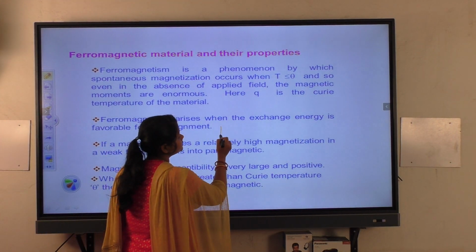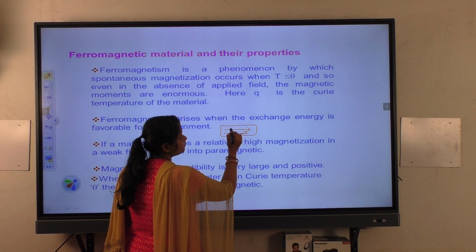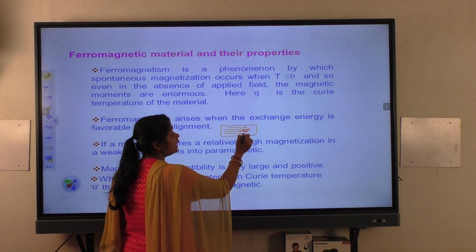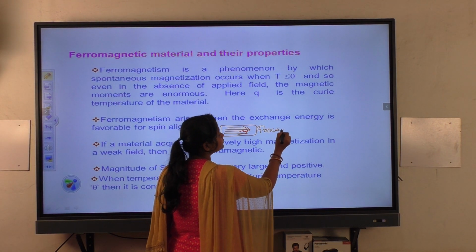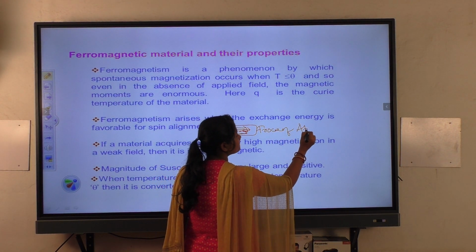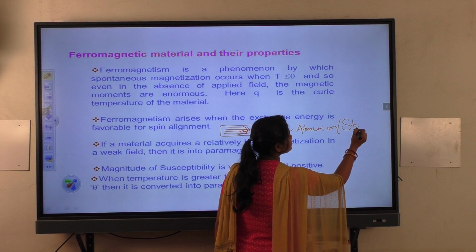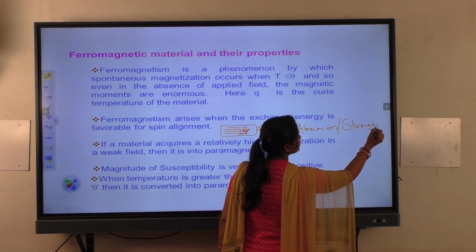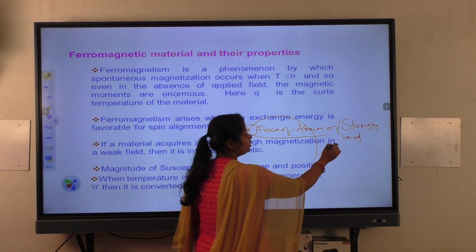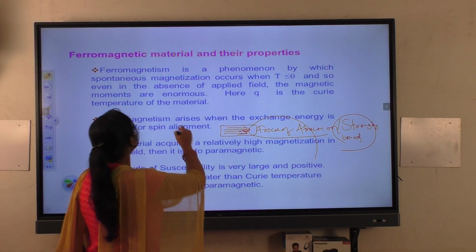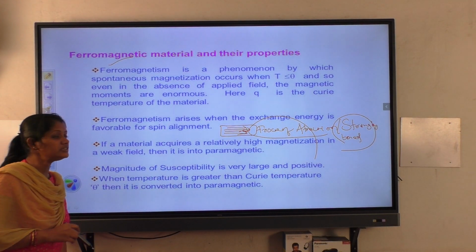If the magnetic field is applied to a material in this direction, the magnetic moment also moves in the same direction, and there is a strong force of attraction, strongly bonded or attached, we can say. It is strongly bonded or strongly attached in the case of ferromagnetic materials. Ferromagnetism arises when the exchange energy is favorable for spin alignment.